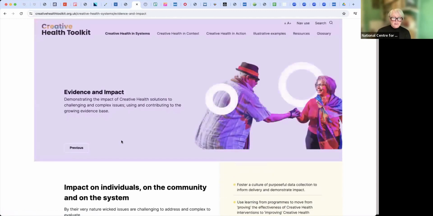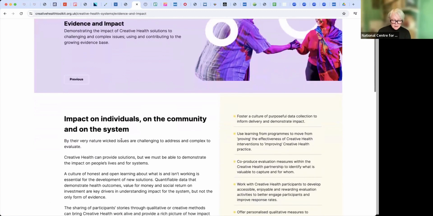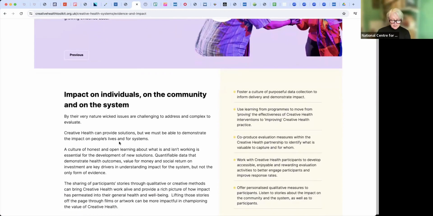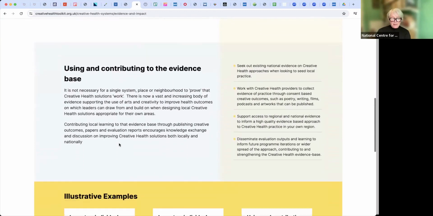Going on to the final section here on evidence and impact. This recommends supporting purposeful data collection to inform delivery and demonstrate impact, as well as encouraging a move from proving the effectiveness to improving practice. It also encourages accessing national evidence to inform local planning and practice, and to disseminate evaluation outputs and learning to support the spread of creative health.